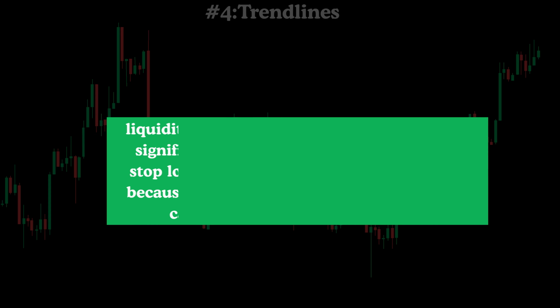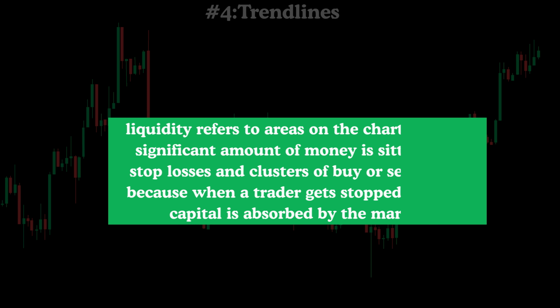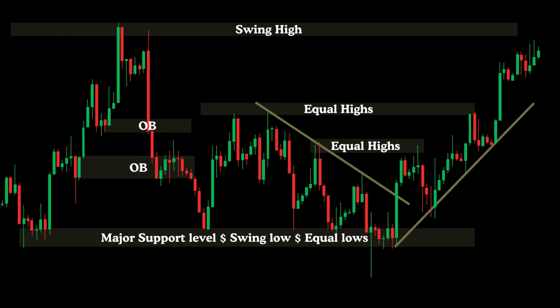Liquidity refers to areas on the chart where a significant amount of money is sitting, like stop losses and clusters of buy or sell orders, because when a trader gets stopped out, that capital is absorbed by the market. This setup is intentionally created by central banks or major financial institutions. They deliberately move the market to mislead traders into believing they understand what's happening with price action, but in most cases those traders are mistaken and end up falling into traps, ultimately losing their capital.